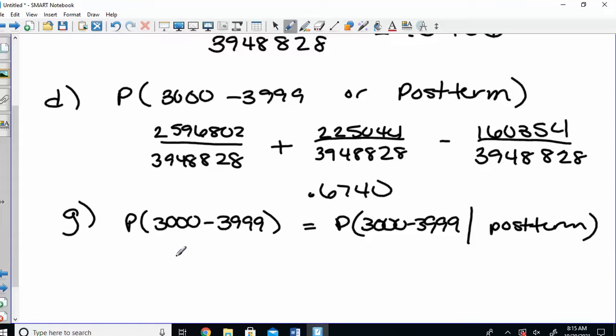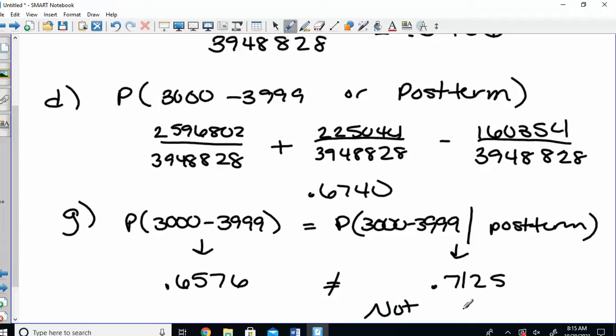Now on part B, you found this probability to be 0.6576. On F, you found this probability to be 0.7125. Are those the same? No. So that means they are not independent. And there are other ways to figure this out.